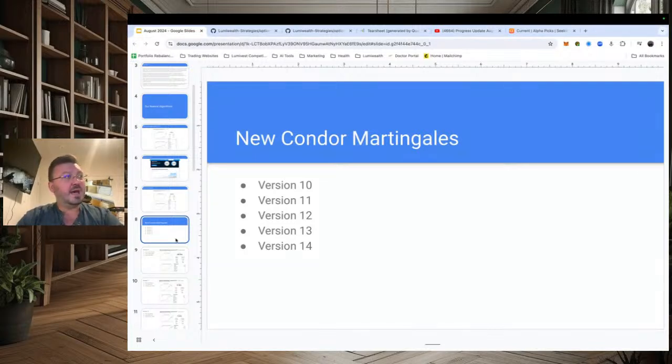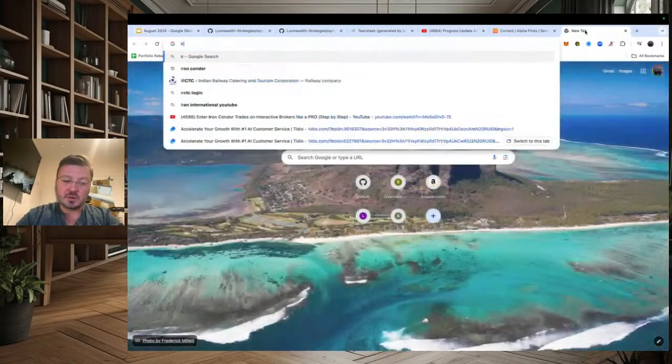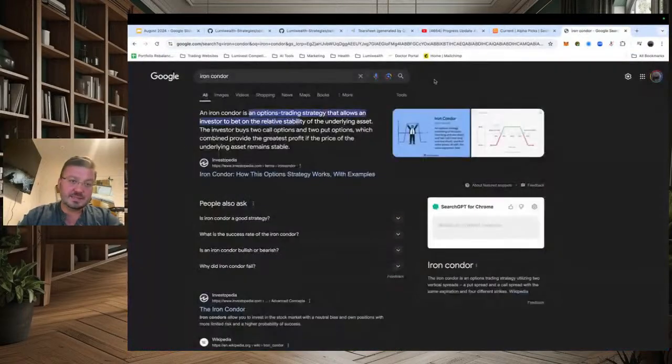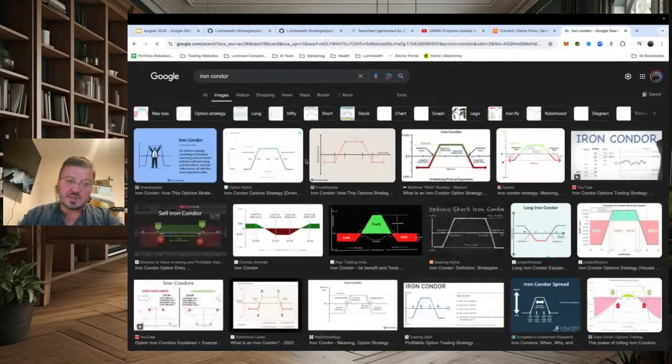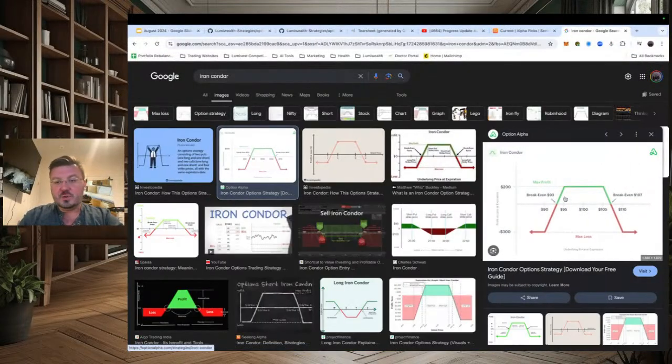This is one that a lot of you have probably heard of, right? Basically, it trades iron condors. For those of you that don't understand what an iron condor is, it looks like this. It's an options strategy where you sell two options and then buy two options.